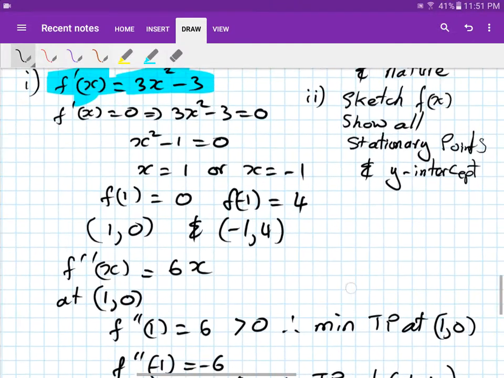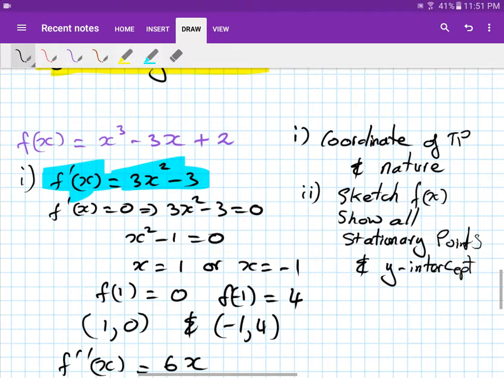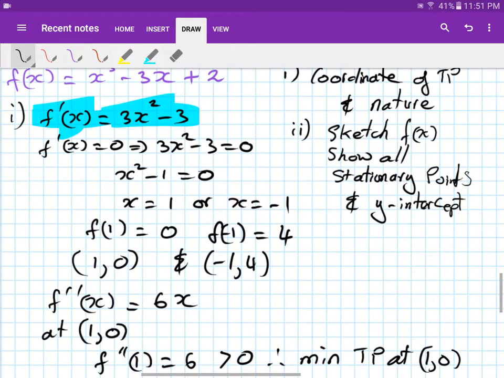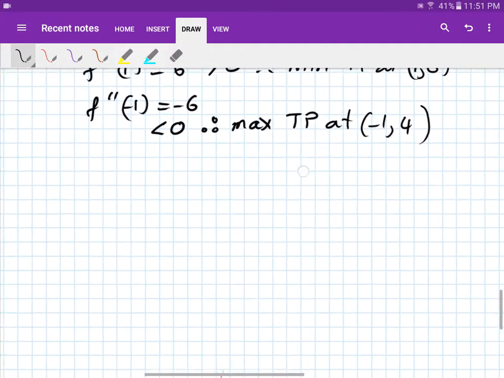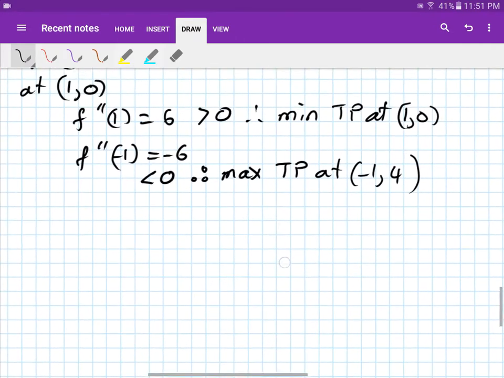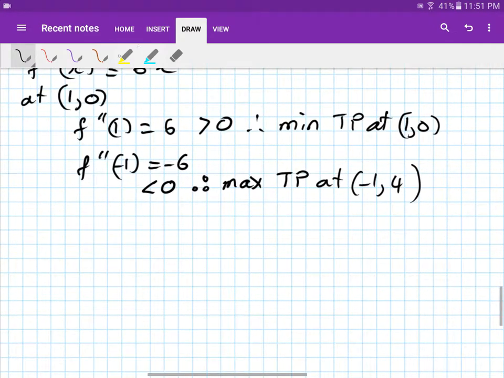Now second part, we got turning points and nature as well. Second part, we are to sketch and find the y-intercept as well. So the y-intercept is when x is 0. When x is 0, this part equals 0, this part equals 0, so we're left with 2. So the y-intercept is 2, so we're just gonna sketch it, and we use these 2 points and sketch.